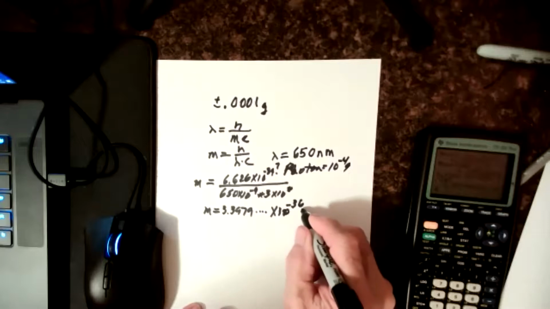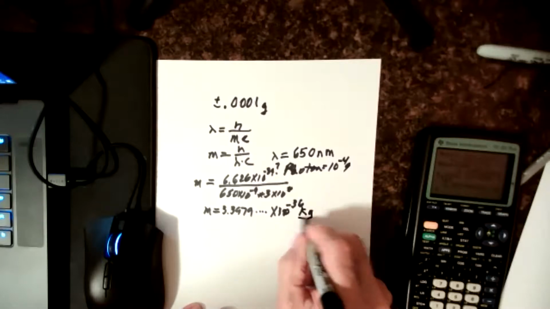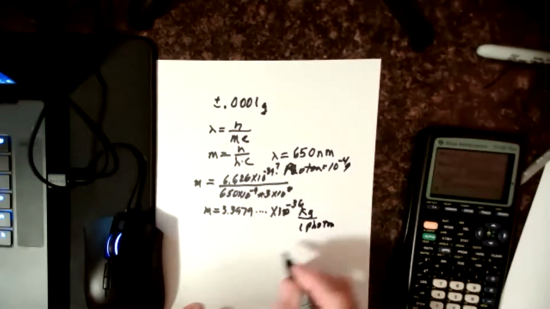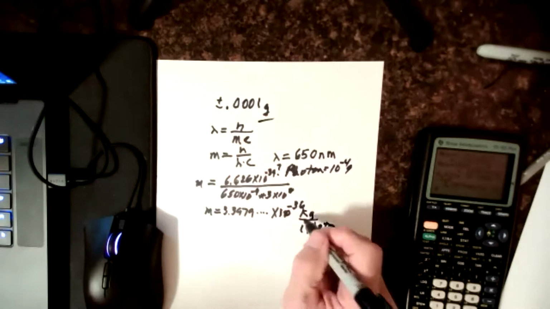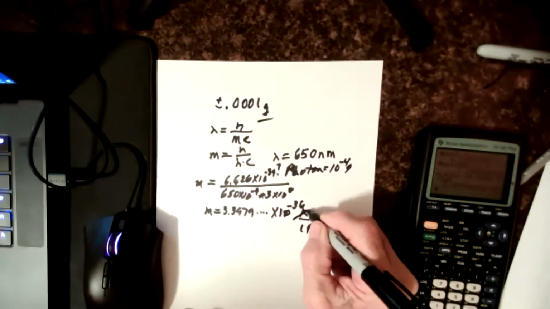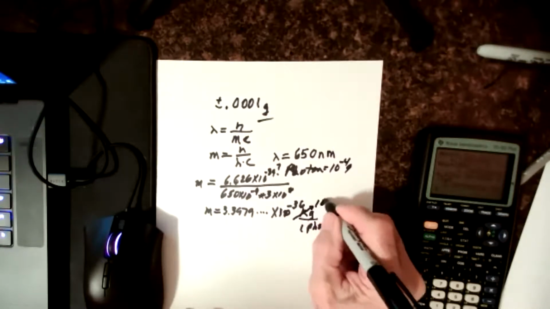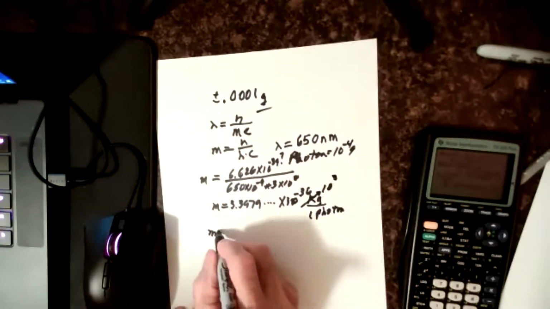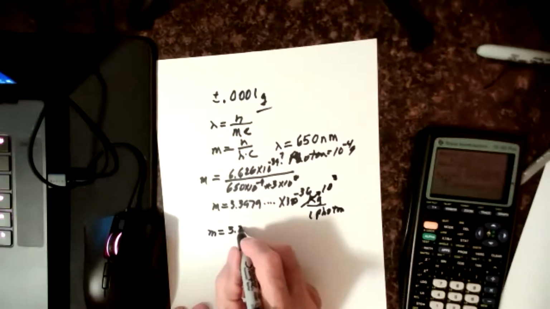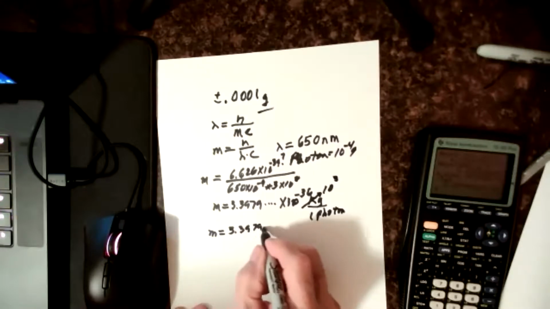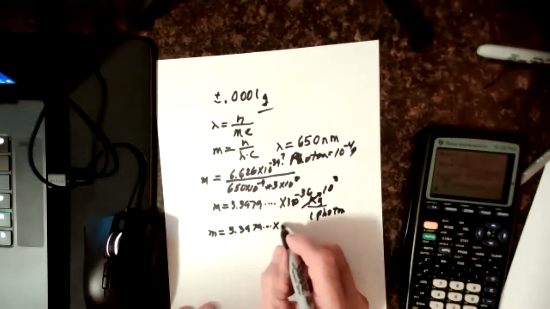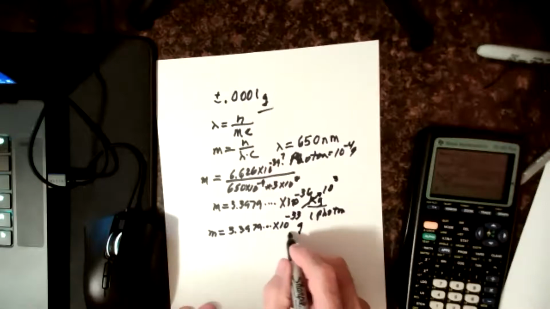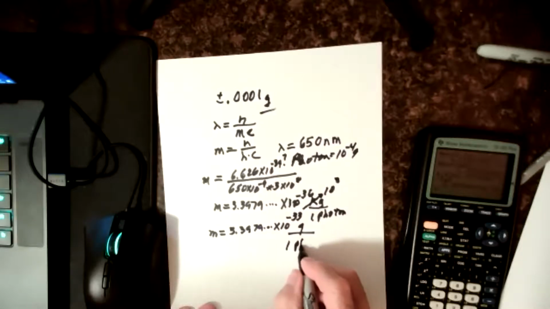Now, what did I get? I got kilograms for 1 photon. I want to know grams, so I'm going to change kilograms to grams, and I can do that real easy. Just change the kilo to 10 to the 3rd. So when I do that math, I'm going to get the mass is 3.3979 and all those digits times 10 to the negative 33 grams for 1 photon.